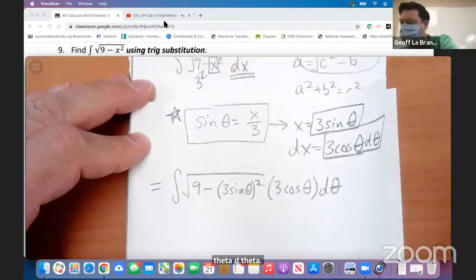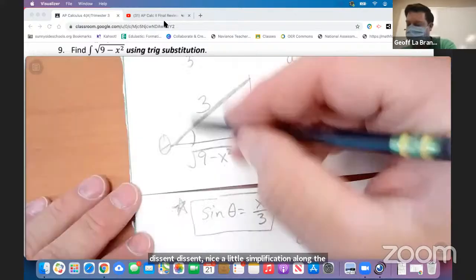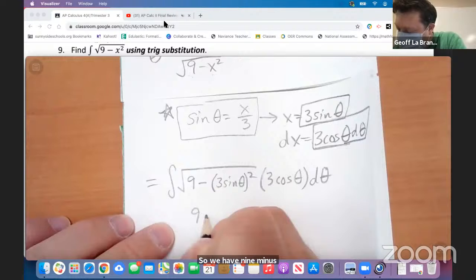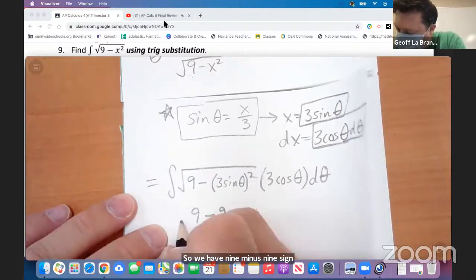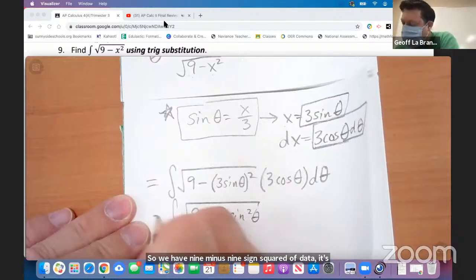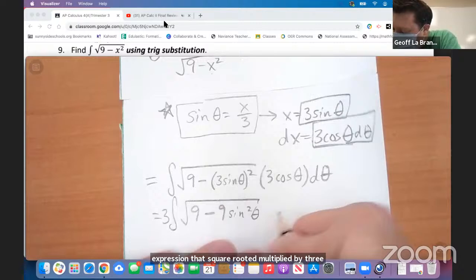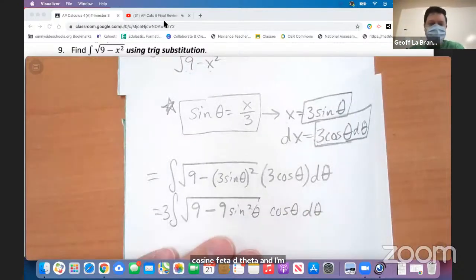Decent, nice. A little simplification along the way, a little reminder of where it came from. So we have 9 minus 9 sine squared of theta, an expression that's square rooted, multiplied by 3 cosine theta d theta. And I moved the 3 out to the front of the integral.